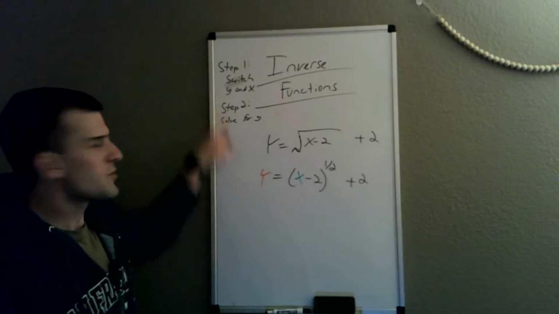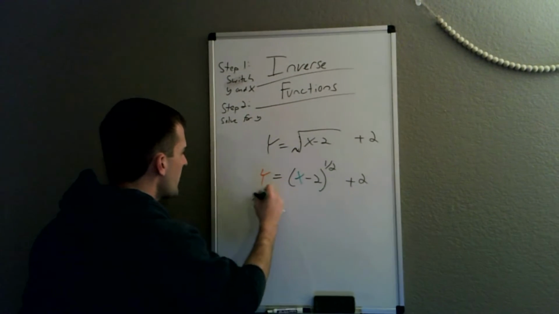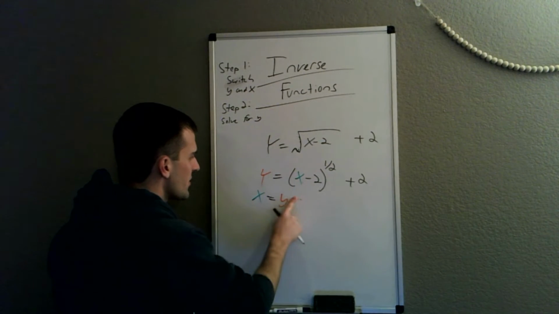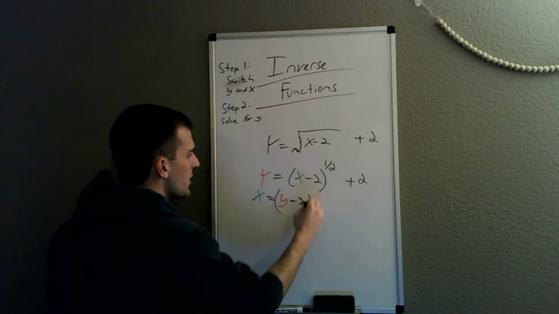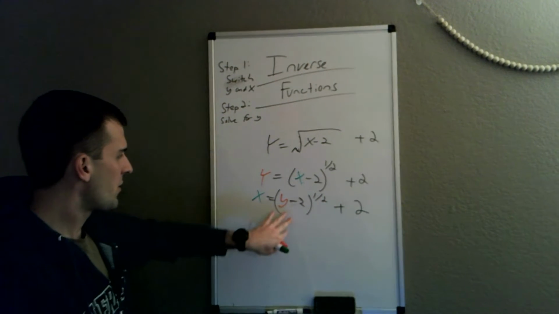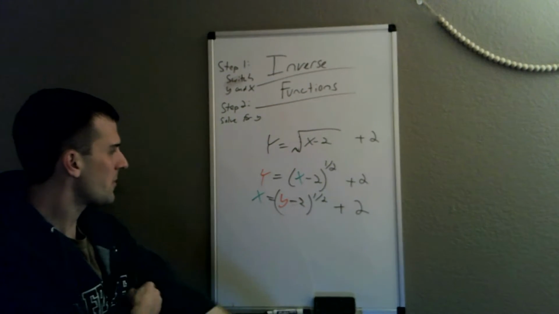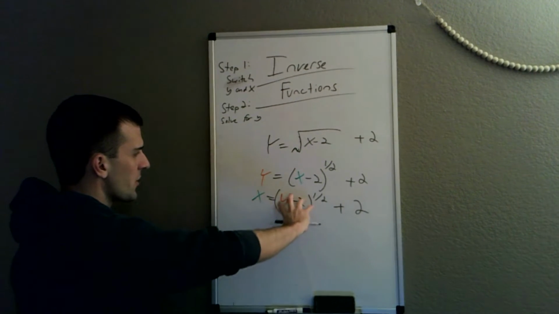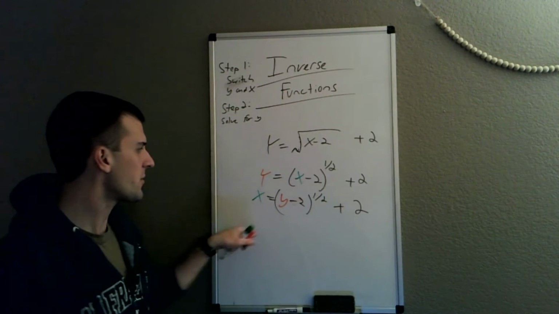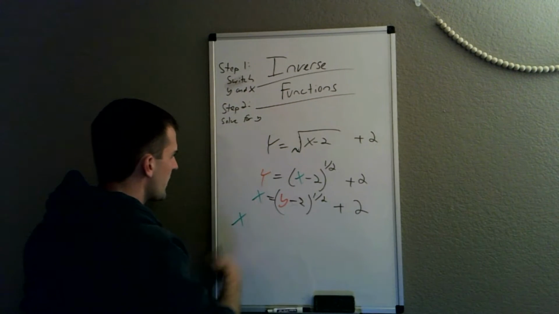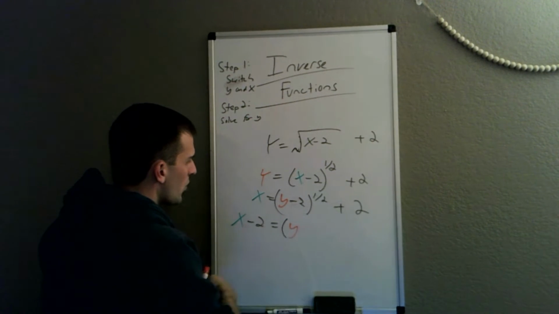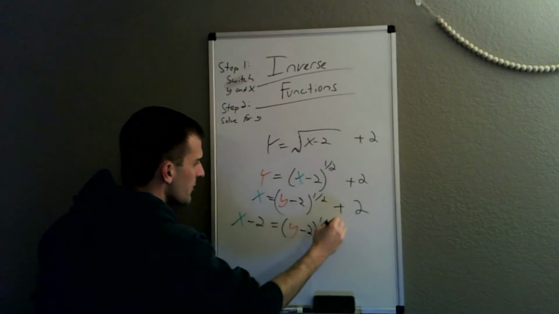Okay, so step 1, switch y and x. So we're going to do that now. We'll rewrite this as x equals (y minus 2) to the 1/2 plus 2. We'll get this block by itself, because we can't add anything or take anything out of this square root because it's inside the power. So really the only thing we can do first is move the plus 2 to the other side. So we get x minus 2 equals (y minus 2) to the 1/2.